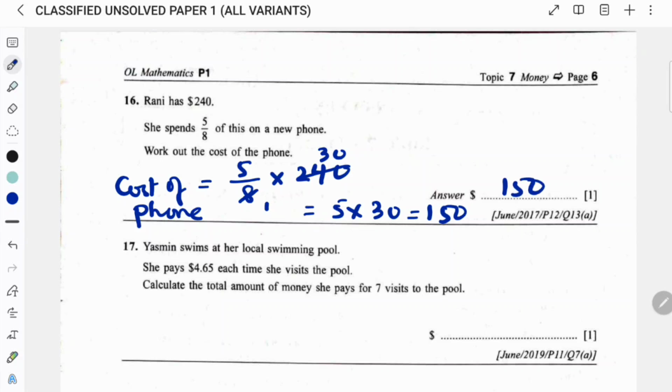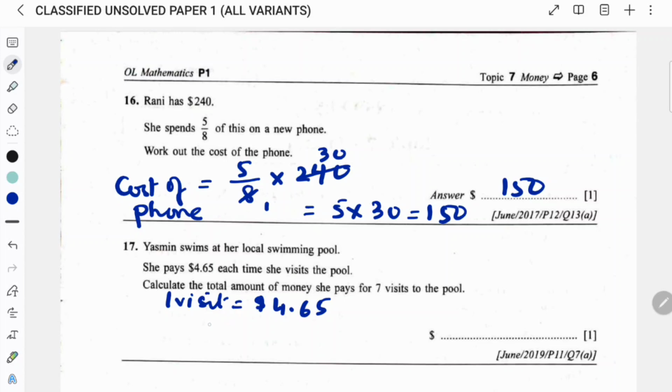$150. Okay, now we are moving to question number 17, which is the last question in this. So we did all the questions. I hope the money problems will be easier for you whenever you solve paper 2. That was all basic. Question number 17: Yasmin swims at a local swimming pool. She pays $4.65 each time. So one visit is $4.65, and she visits 7 times. Calculate the total amount she pays.